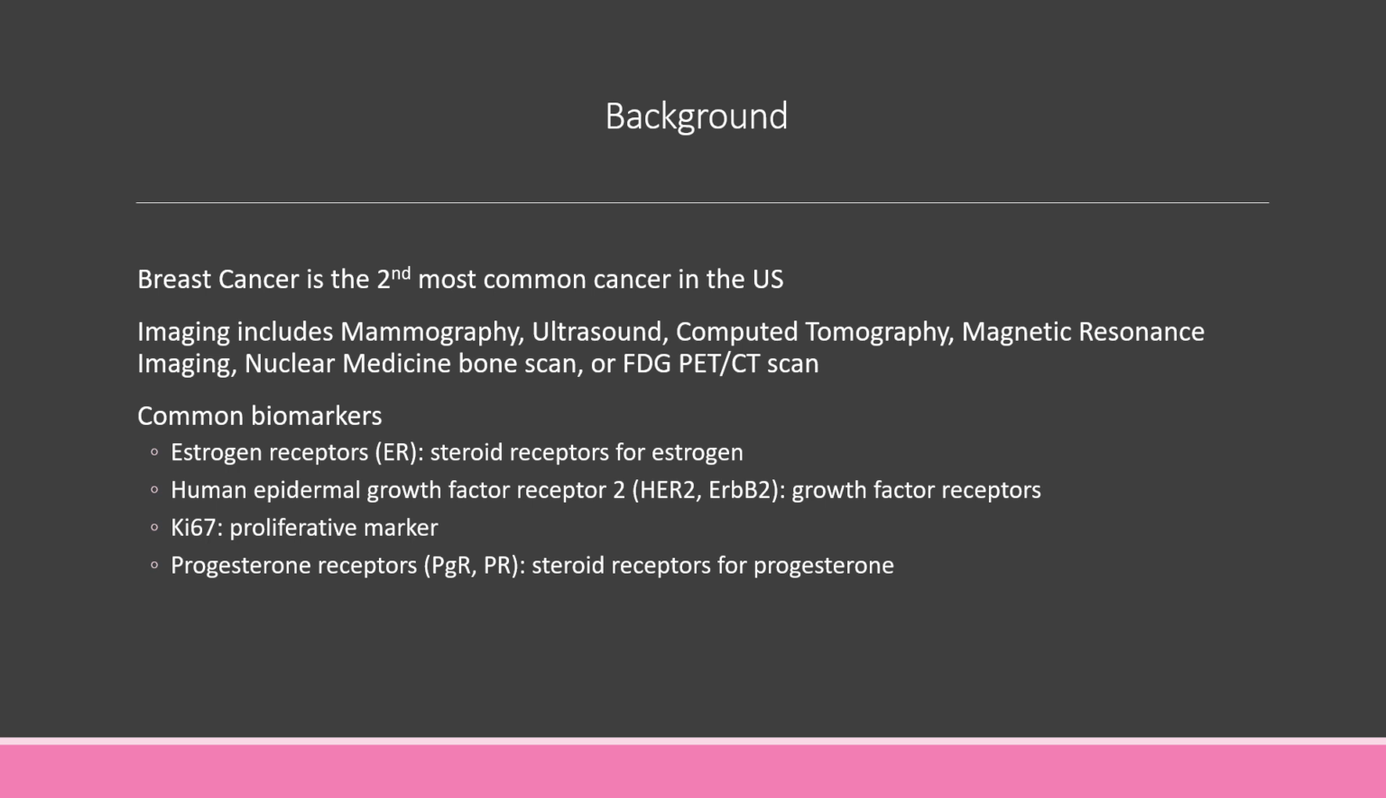Imaging for breast cancer includes mammography, ultrasound, computed tomography, MRI, nuclear medicine bone scans, and FDG PET CT scans. Common biomarkers for breast cancer include estrogen receptors, which are steroid receptors for estrogen, human epidermal growth factor receptor 2, this would be the HER2 or the ERBB2, these are growth factor receptors, the Ki67, which is a marker of cell proliferation, and then progesterone receptors, which are steroid receptors for progesterone.